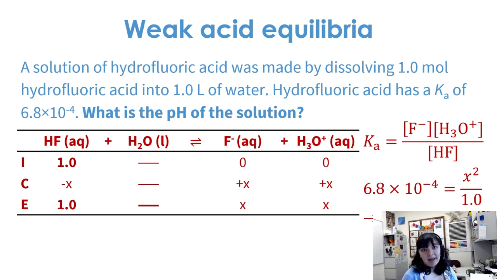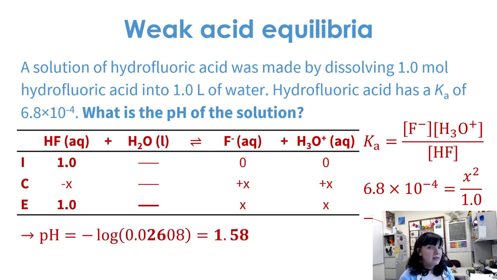And so that 0.026 molar is both the concentration of the fluoride at equilibrium, and it's also going to be the concentration of the hydronium at equilibrium. And so if I want to find the pH of this solution, I simply take the minus log of that, and I find that it's equal to 1.58.